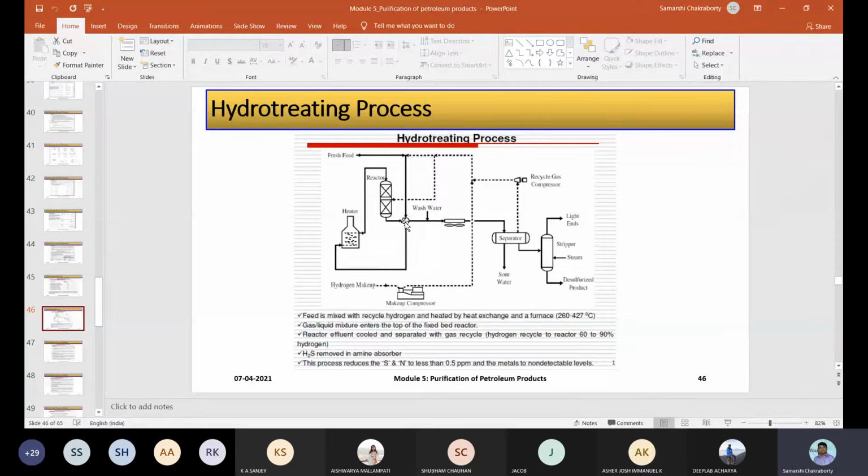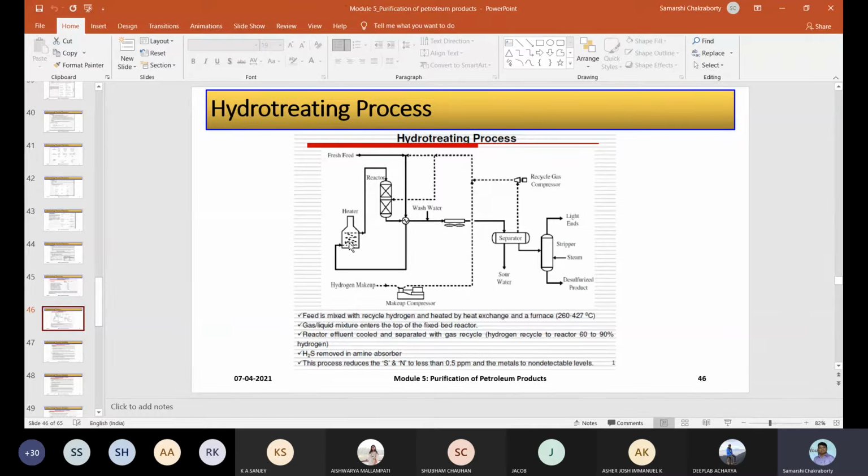So this heat exchanger is placed. Here your fresh feed as well as your compressed hydrogen is entering, so it is being heated up. After receiving a little bit of preheating, it is entering into the normal heater. Obviously, the temperature requirement: the feed is mixed with recycled hydrogen and heated by the heat exchanger and by a furnace up to 260 to 427 degrees centigrade.